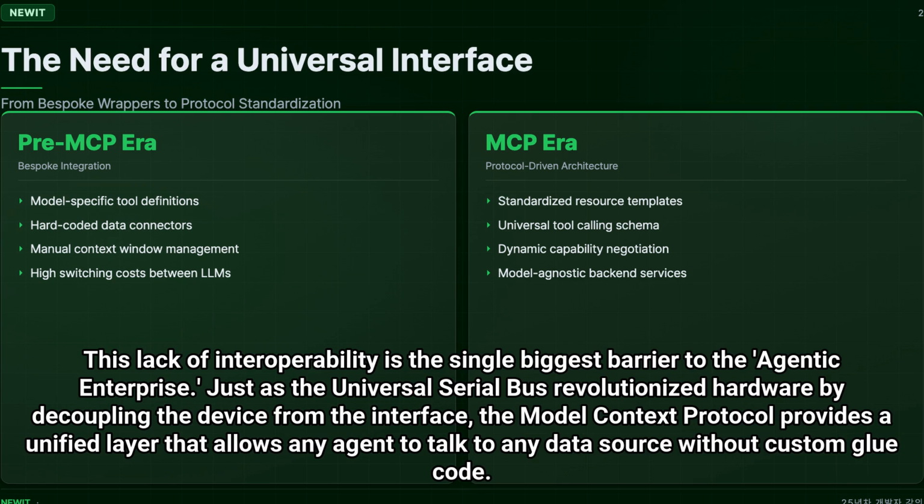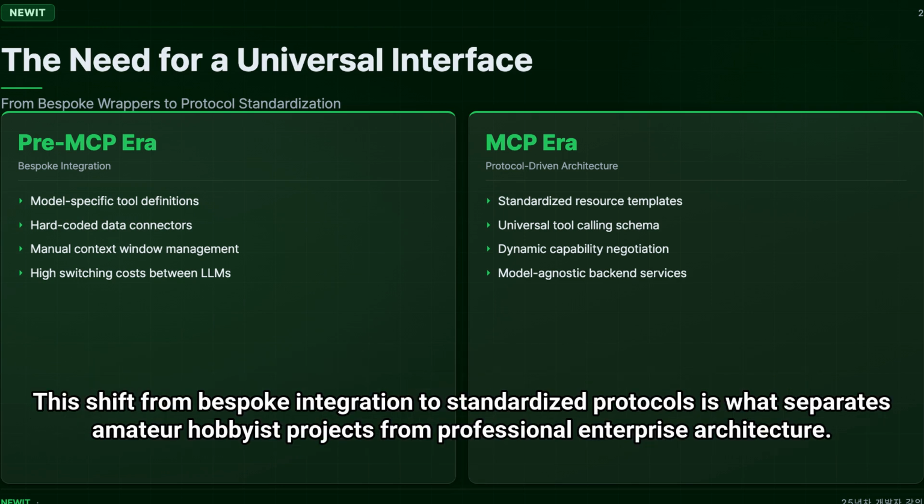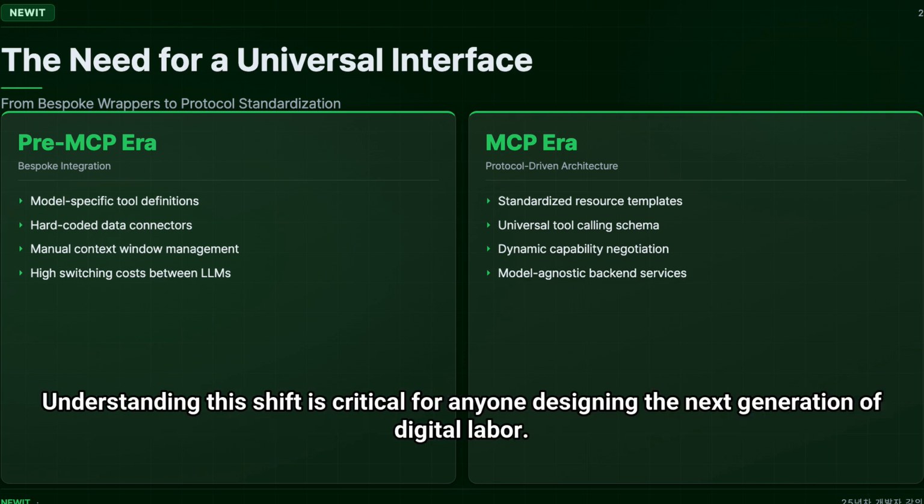This lack of interoperability is the single biggest barrier to the agentic enterprise. Just as the universal serial bus revolutionized hardware by decoupling the device from the interface, the Model Context Protocol provides a unified layer that allows any agent to talk to any data source without custom glue code. This shift from bespoke integration to standardized protocols is what separates amateur hobbyist projects from professional enterprise architecture. Understanding this shift is critical for anyone designing the next generation of digital labor.